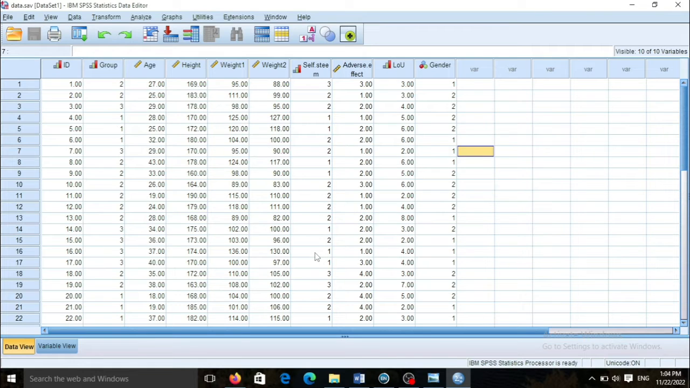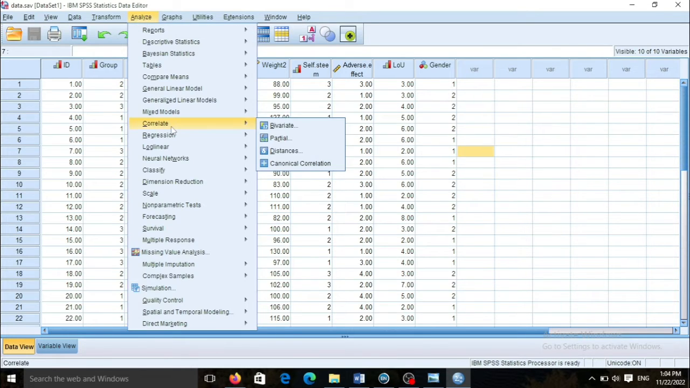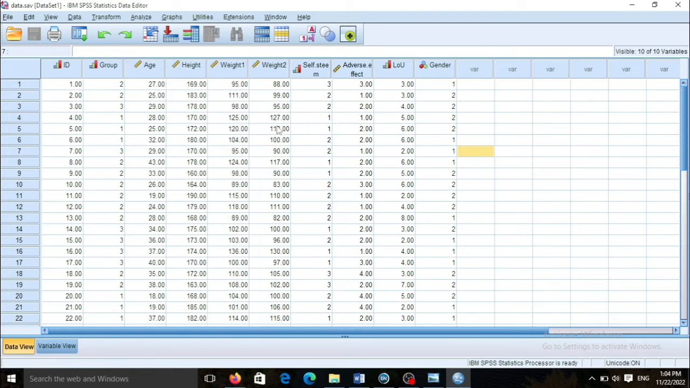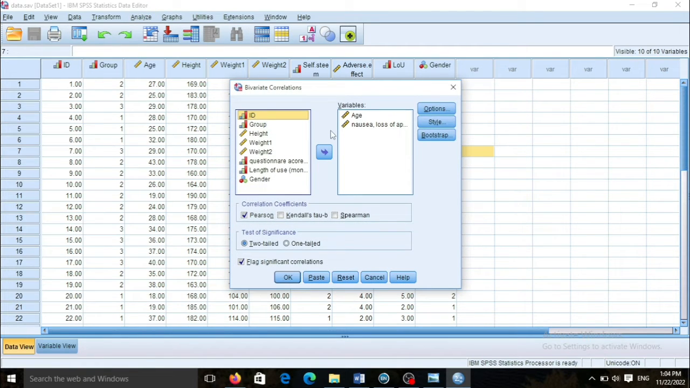So let's begin. In order to do the correlation analysis, you must choose this icon, Analyze, and then Correlate, and then, for example, Bivariate. You can choose which kind of variables you want to measure. For example, you want to measure the correlation between age and the number of adverse effects in a clinical trial.